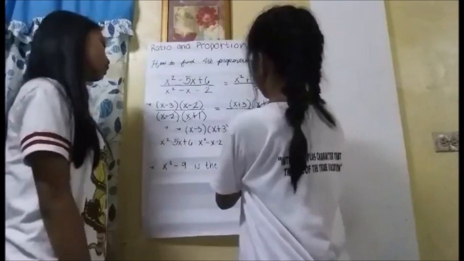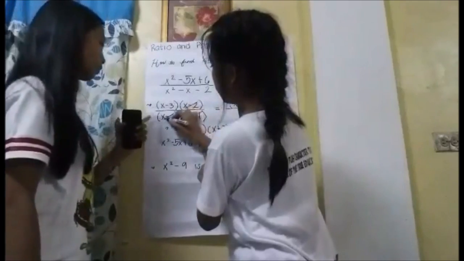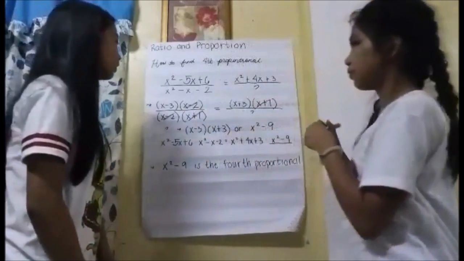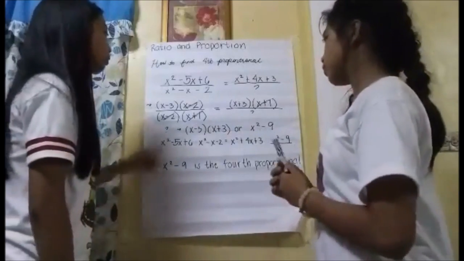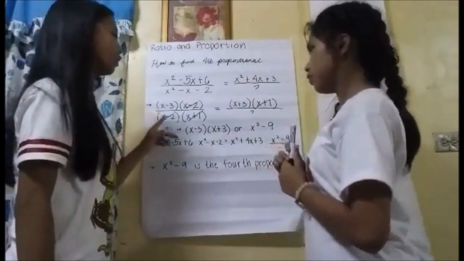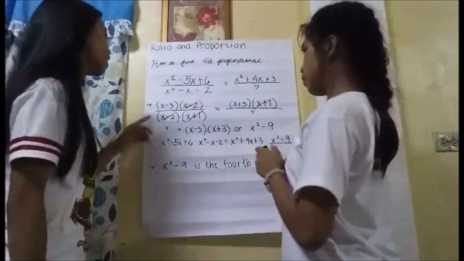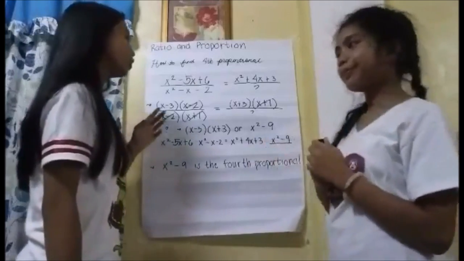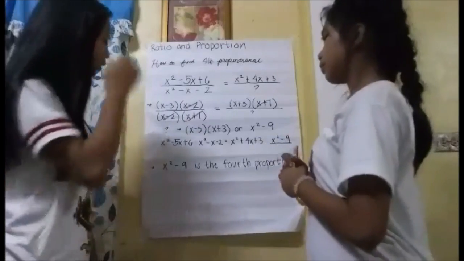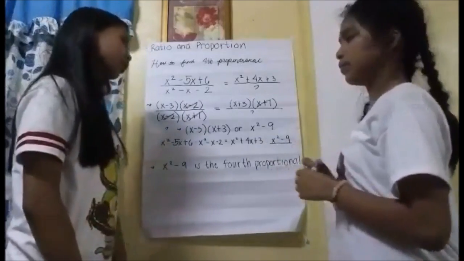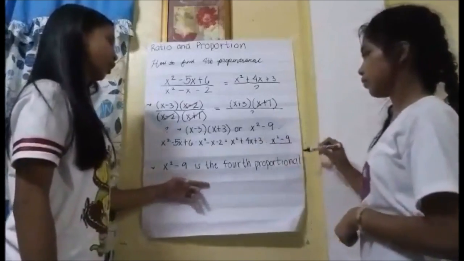X plus 1 is similar to x plus 1, then x minus 2 is similar to x minus 2. After cancelling the similar terms, we will now proceed to multiplying the remaining terms, which is x minus 3 multiplied by x plus 3. X minus 3 multiplied by x plus 3 will result to x squared minus 9, which is the fourth proportional.